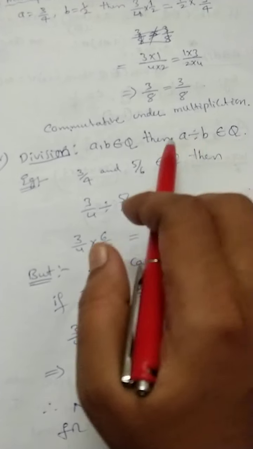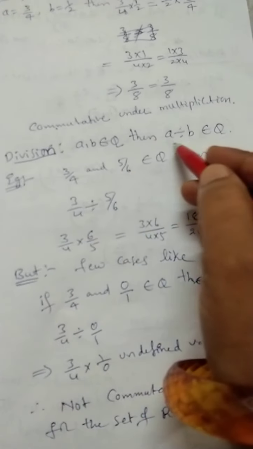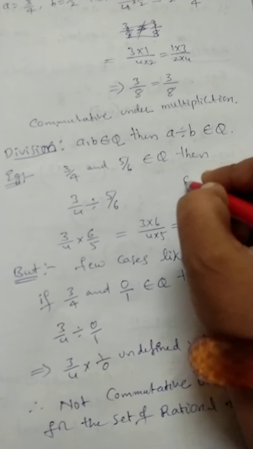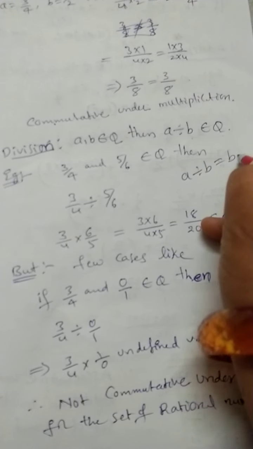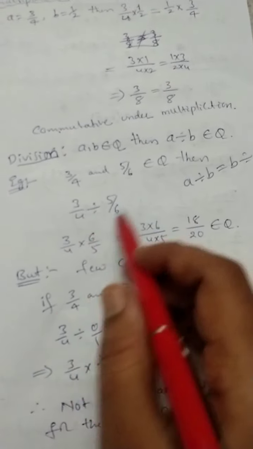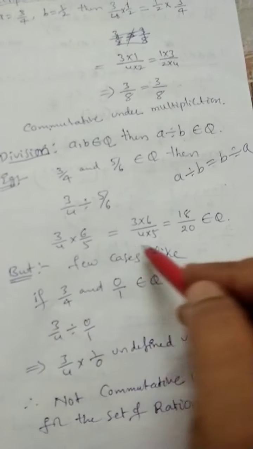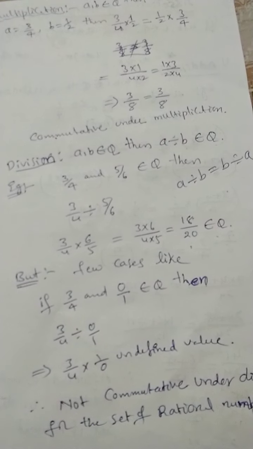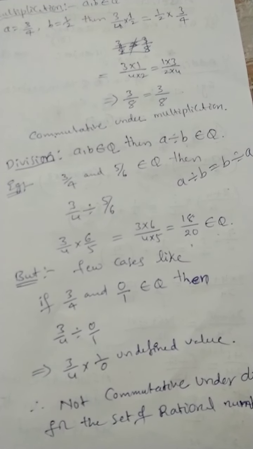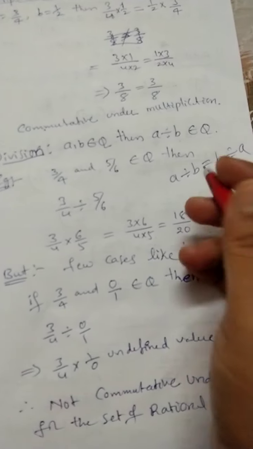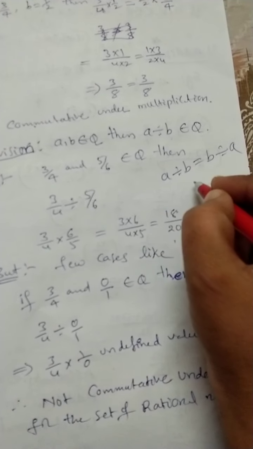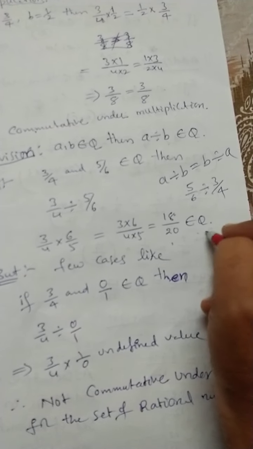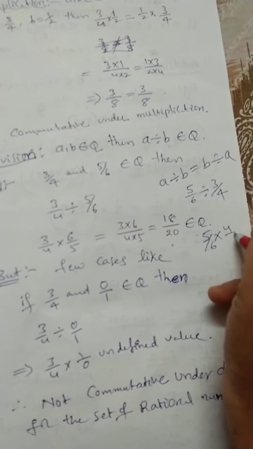Now, division operation. We should also write whether a divided by b is equal to b divided by a. Now a divided by b, if you do it, you will get 18 by 20, which belongs to Q. Next, b divided by a: 5 by 6 divided by 3 by 4. Now 5 by 6 times 4 by 3.